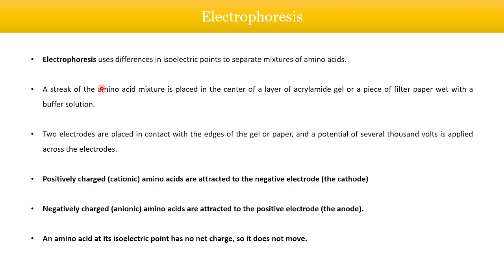So a streak of amino acid mixture is placed in the center of a layer of acrylamide gel or a piece of filter paper, and then two electrodes are attached to the two extremes of this matrix, and then a potential of several thousand volts is applied across these electrodes. The voltage can vary, and you are applying a voltage to this matrix where you have a mixture of amino acids.